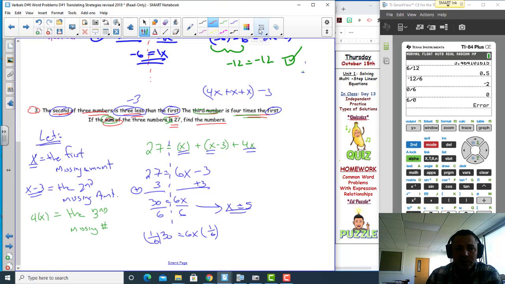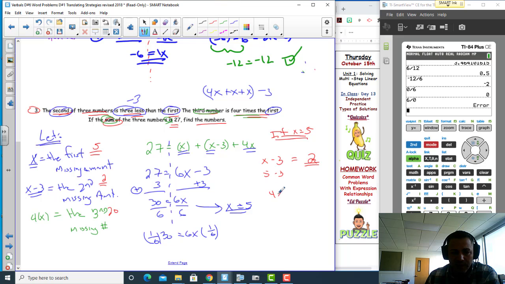In this particular instance, you're going to have to go back and say what the three missing numbers are. So if the first number were 5, then 5 less 3 should be 2, and 4 times 5 should be 20. And so that I don't go in a crazy order, I would have a concluding statement. I would say if x equals 5, x less 3 would equal 5 less 3, 2. The second number, and the third number, 4 times x, would be 4 times 5, and that would be 20.